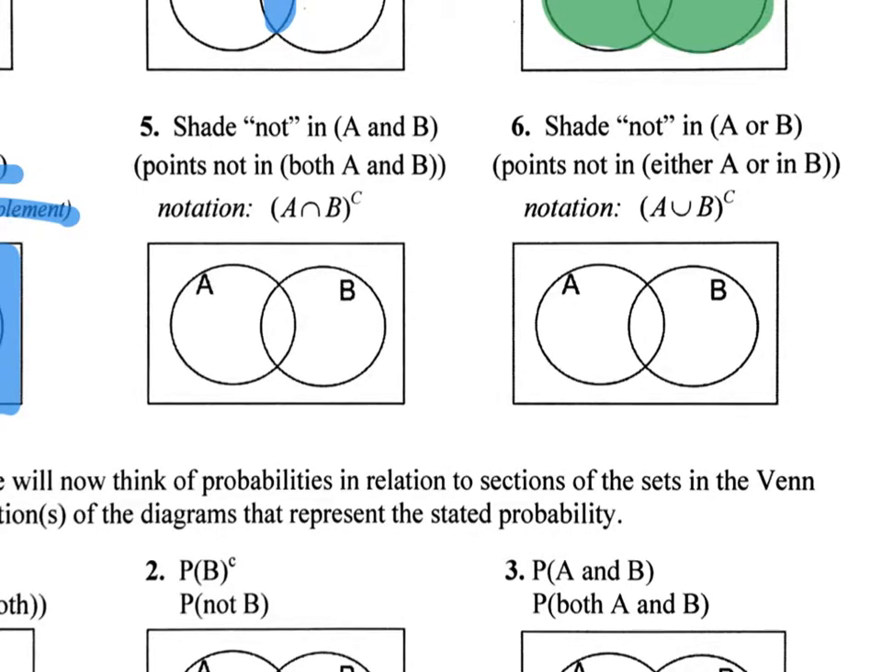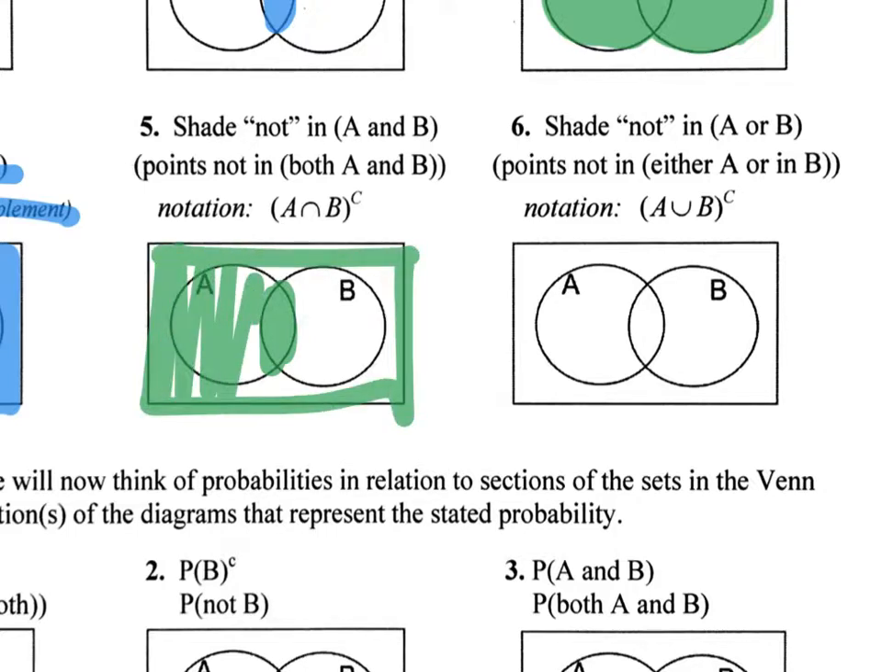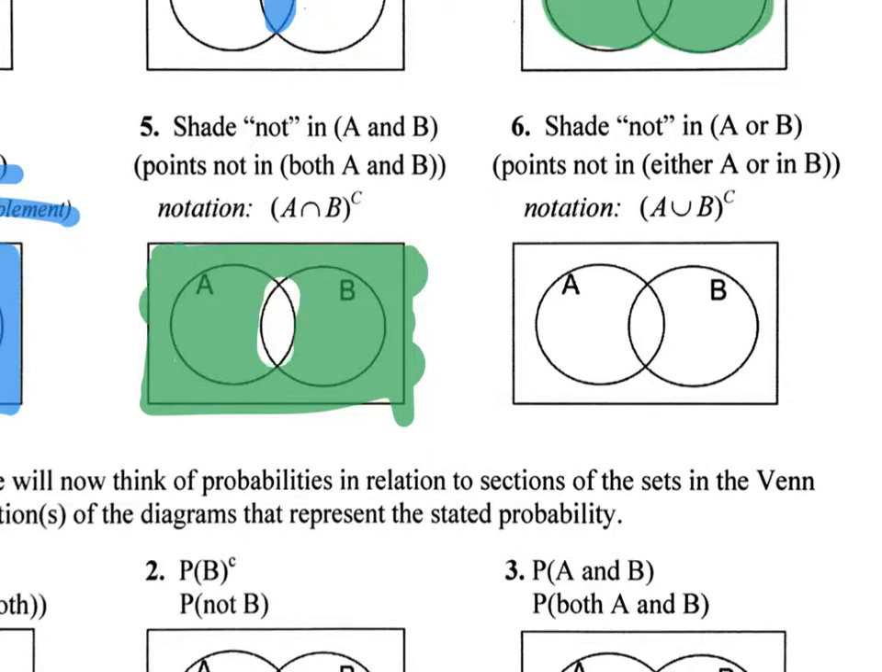All right, next one. Shade not in A and B. So we look at what both A and B would be here, but that's not included, so it's everything but there. This is the not part. What we want to do is color everything. Let me make this bigger so that it's quicker. But since I want to take out that little section, not my best work, but it probably is my best work knowing me. So that's not in A and B.